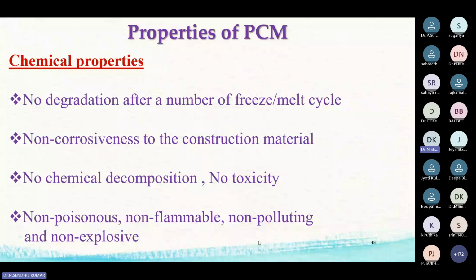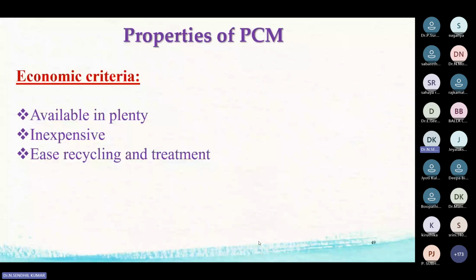What is the thermal cycle analysis? What is the corrosiveness? It should be non-corrosive to the construction material. Chemical decomposition should not be there, and the toxicity should be low. Non-flammable: whenever heating is there, flammable gas should not come. So it should be non-poisonous and non-flammable. All those things you have to check. Another criterion is economic: cost is also very important. It should be easily available, low cost, and available in plenty. All those things you have to see.